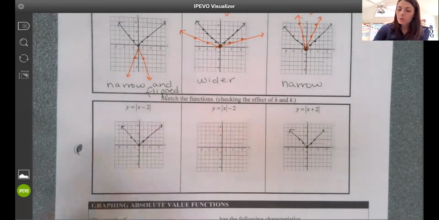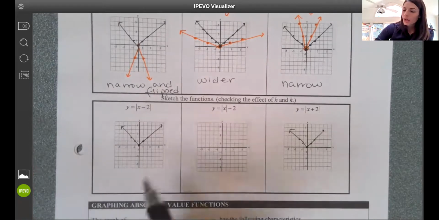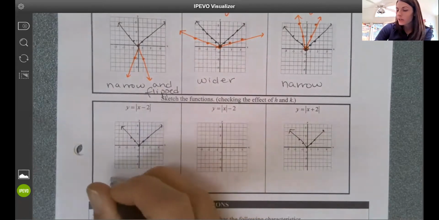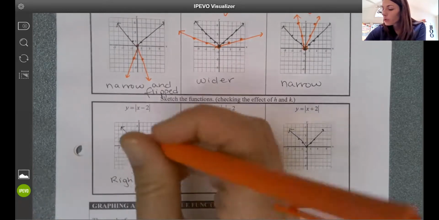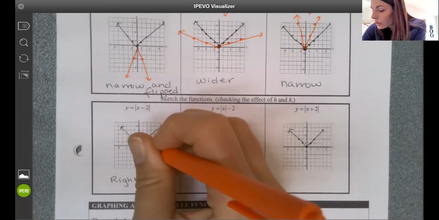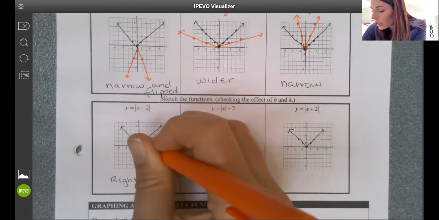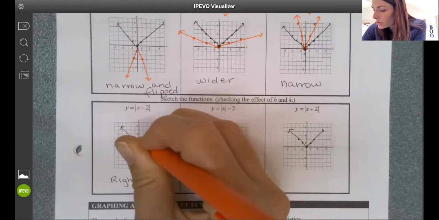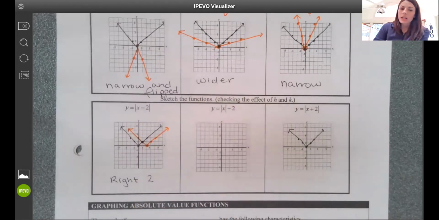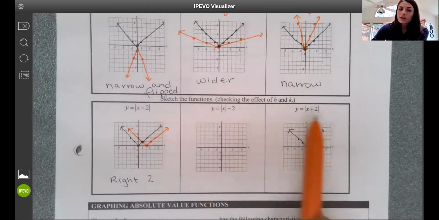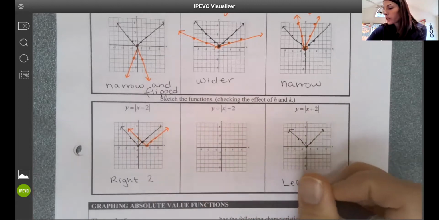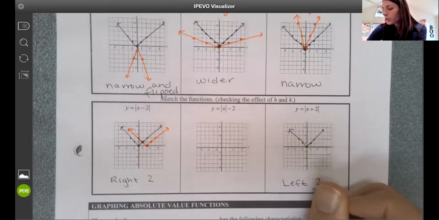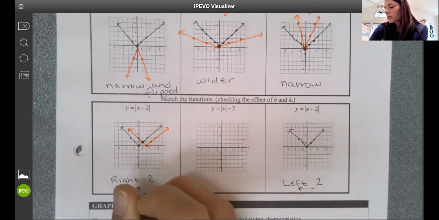On our first one, we observed that when we subtracted 2 inside my absolute value, I moved to the right 2. So my whole graph just shifted over, and now it started at 2 instead of starting at 0, 0. Started at 2, 0. And when we, instead of subtracting 2, add 2 inside my absolute value, we observed that the graph went to the left 2. Went to the left, over here it went to the right.